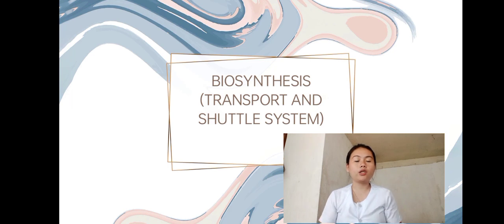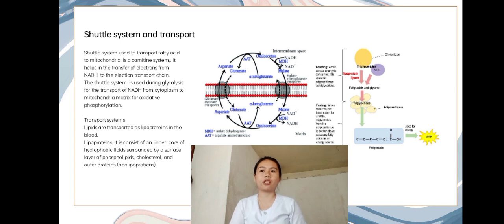First, I am going to tackle the biosynthesis of lipids and related systems, the transport and the shuttle system. The shuttle system is used to transport fatty acids into the mitochondria. It also helps in the transfer of electrons from NADH. The electrons from NADH are transferred through the electron transport chain, the collection of proteins in the membrane that produce energy.